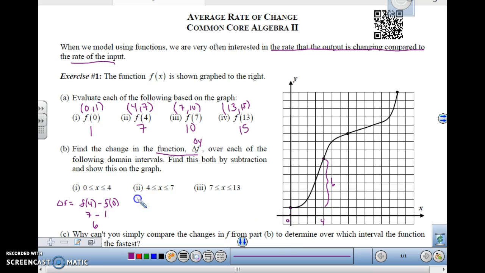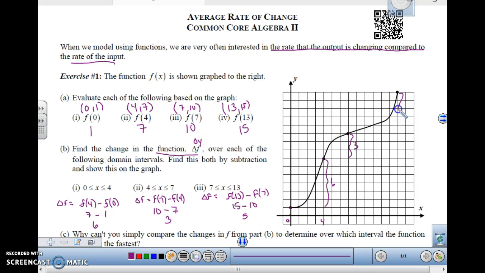All right, your change in your function, delta f, from 4 to 7. That means f of 7 minus f of 4, the change in the y. f of 7 is 10. f of 4 is 7. 10 minus 7 is 3. So from here to here is a change of 3. And the last interval from 7 to 13, these 2 points right here, the change in f would be f of 13 minus f of 7. So that would be 15 minus 10, which is 5.